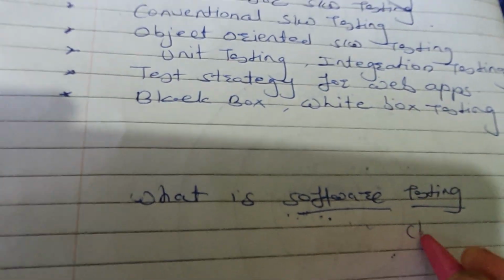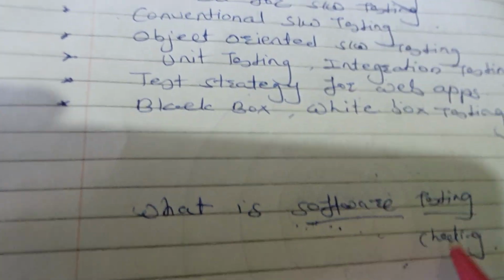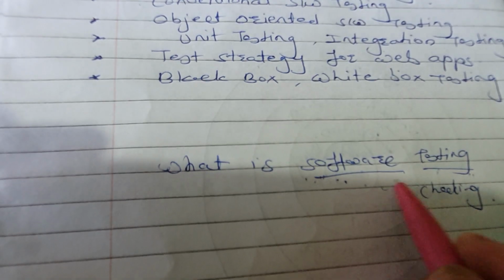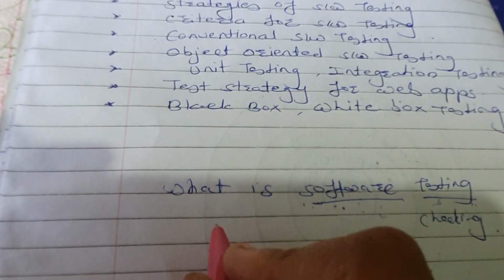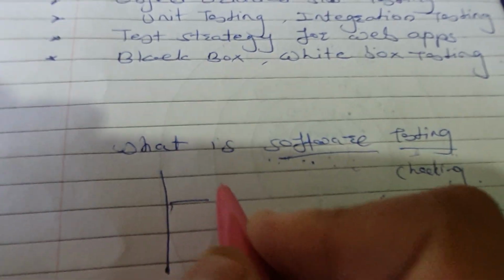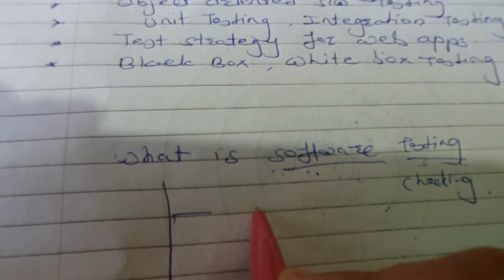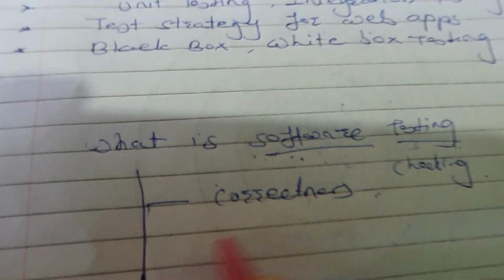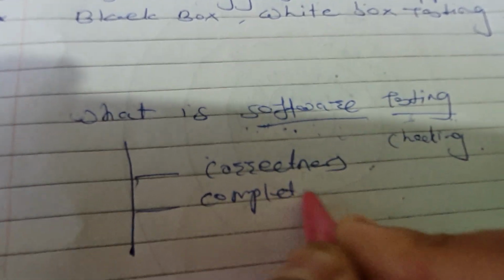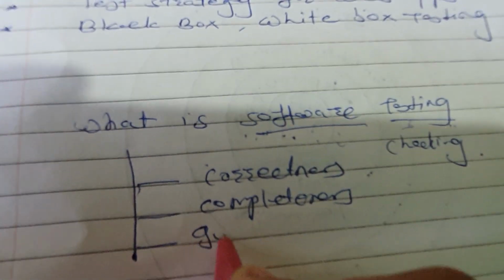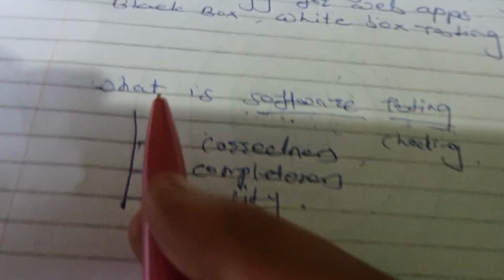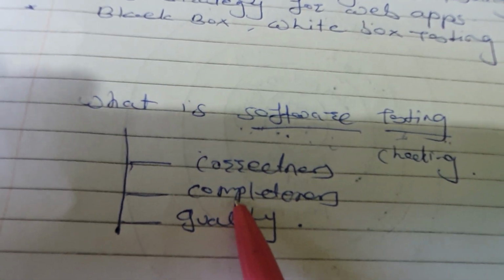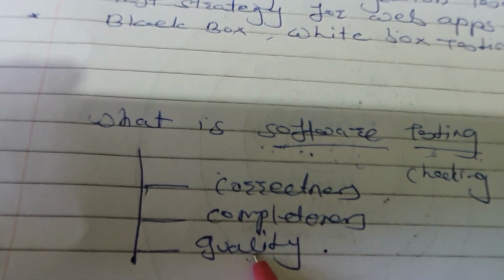Testing means checking, or testing is nothing but checking or finding errors. So now what is software testing then? Software testing is the process to identify the correctness, completeness and quality. The third factor is quality. Yes, software testing is used to identify the correctness, completeness and quality of that developed computer software.